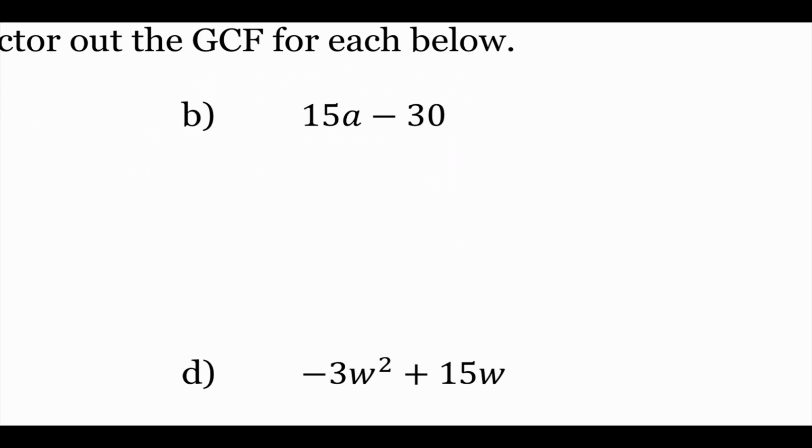15A and negative 30. What's the biggest thing that goes into both? 15, yeah. I think this one's got a big GCF. So we put 15 on the outside. You always put the GCF on the outside. And then we divide. So 15 goes into 15 once, so 1A minus 2, and that's it. Okay.